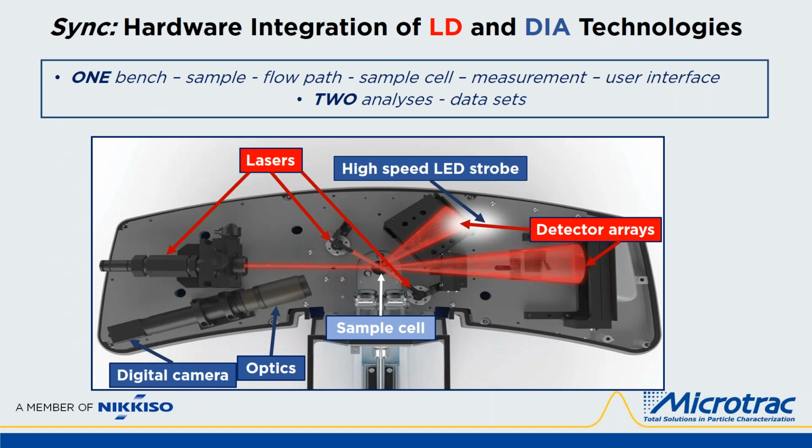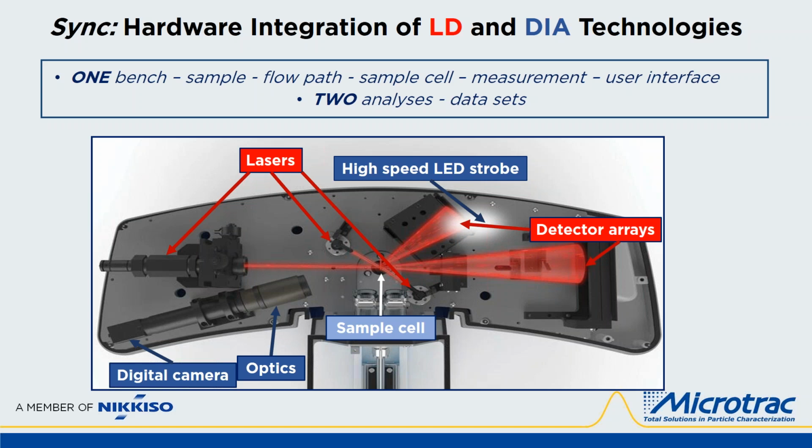Here's a top-down view of the Sync's hardware integration. One bench, one sample, one flow path, one sample cell, one measurement, one user interface, but 2 analyses and 2 complete data sets. Clockwise from the top, the laser diffraction hardware includes the 3 lasers with an option of red at a longer wavelength or blue, a shorter wavelength, for highest accuracies at different ranges, and 2 diode detector arrays on the right, measuring scattered light from 0 to 165 degrees.